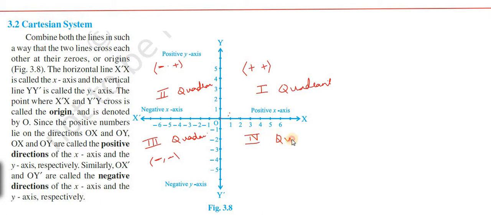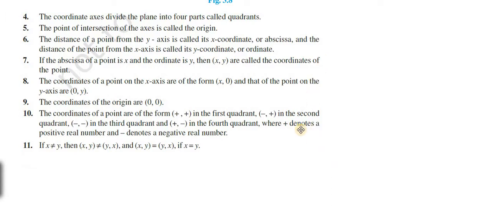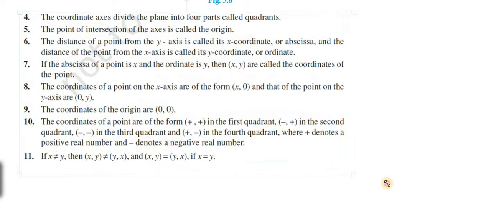Here the points are x positive, y negative. So positive positive, negative positive, negative negative, and positive negative. Please remember this: first quadrant, second quadrant, third quadrant, and fourth quadrant. See this and copy this in your classwork. I hope you have already copied the first point.